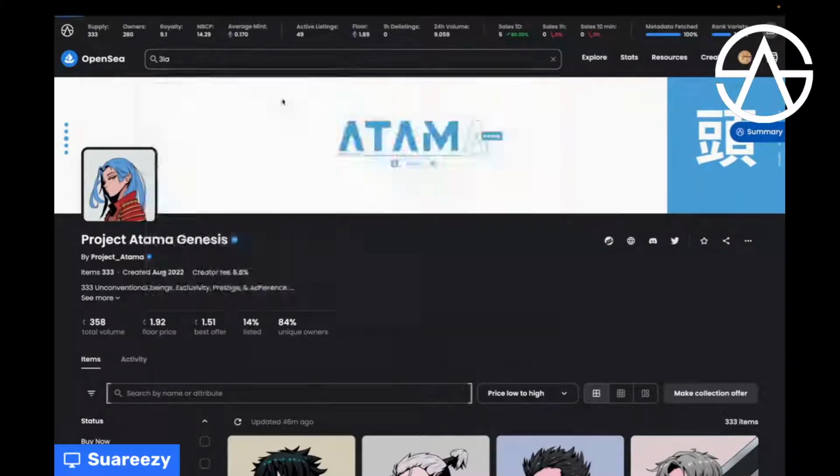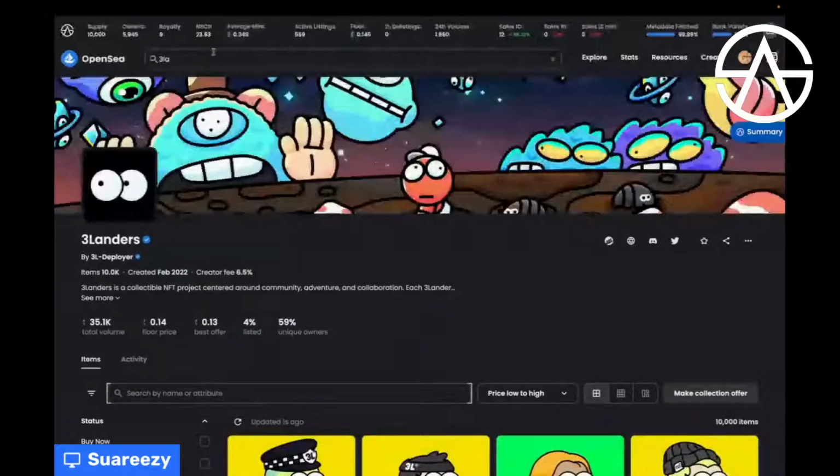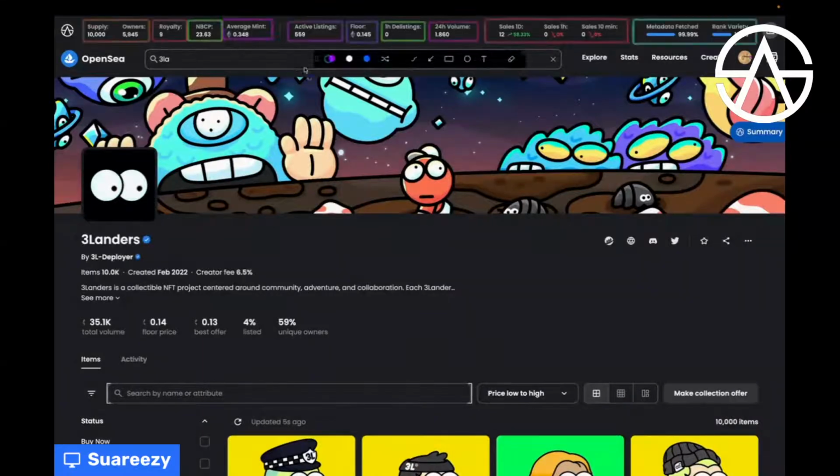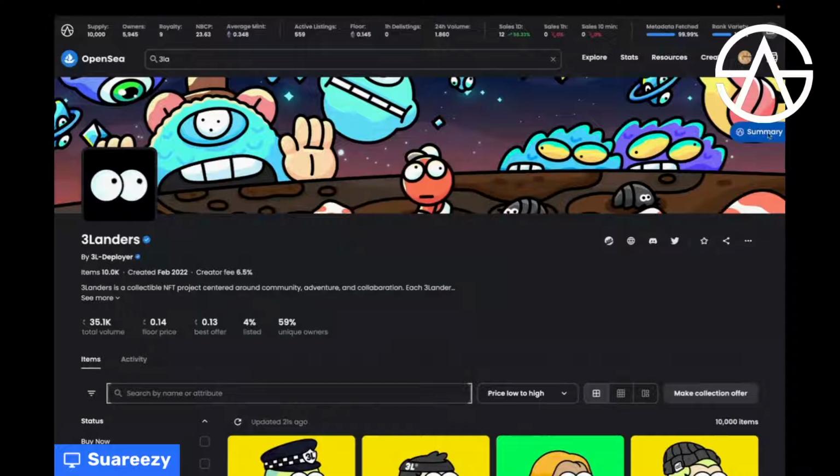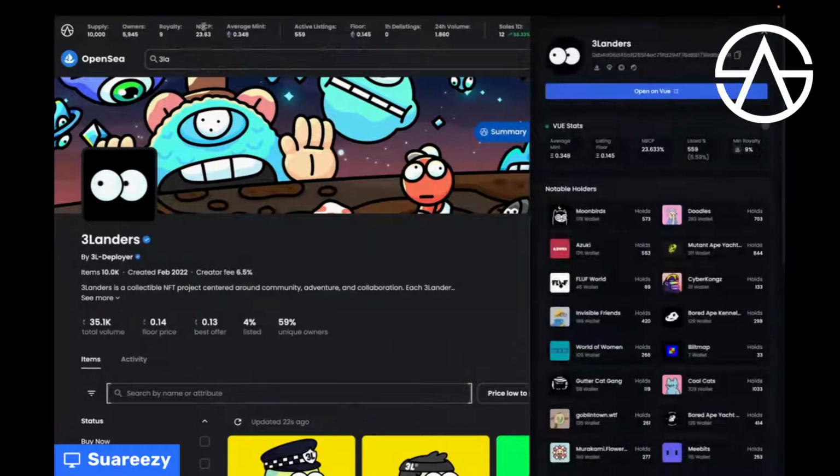Let's see. Yeah, so Three-landers right here, sitting at 23.63%. That's a huge MBCP. I liked it sitting around 10%, 15%, but when we start pushing that number, that's something very key to look at. And we can pretty much see who's inside, who's creating the MBCP percentage.